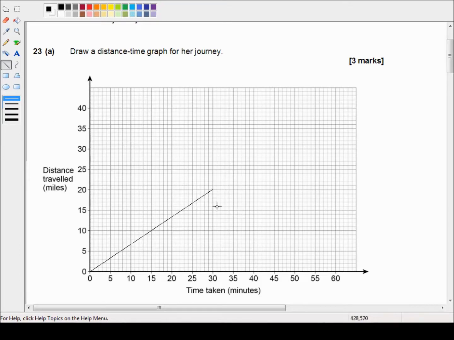So we're looking for a horizontal line for 15 minutes from the 30-minute mark. Well, 30 plus 15 is 45. So between 30 minutes and 45 minutes, we want to stay at the 20-mile mark. So I reckon that's there. Okay, probably close enough. So that should be a horizontal line.